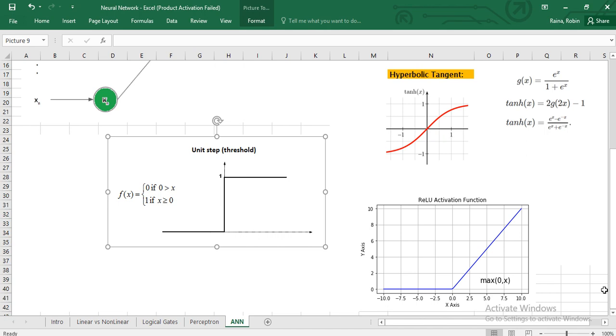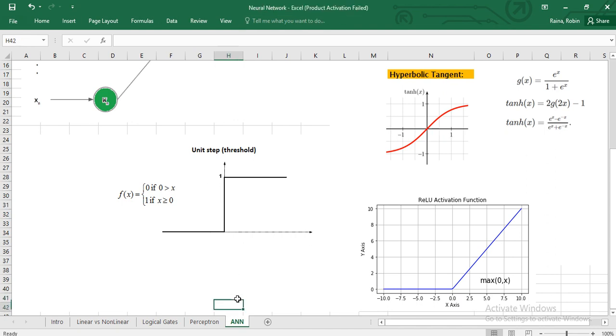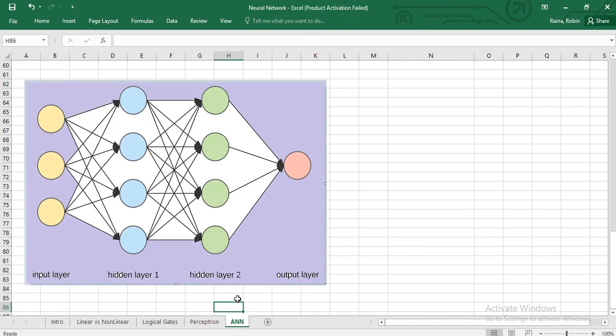Now, as I said, the difference between a neural network and the perceptron is that a perceptron is a single layer neural network, and the moment your single layer neural network is changed into multi-layer, then it becomes the neural network. And a neural network looks something very similar to this, where you have input layers, hidden layers. It can go till n: hidden layer 1, hidden layer 2, hidden layer 3, and the output layer.